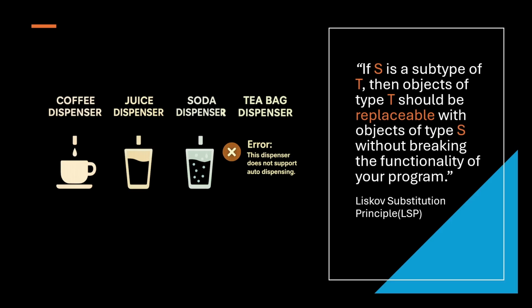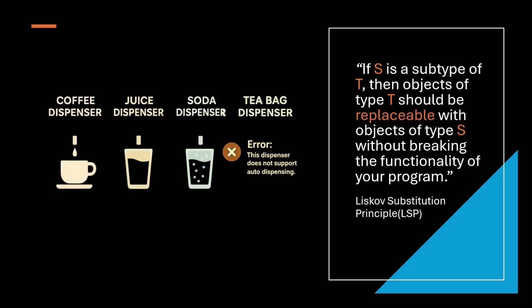Now, here's where things go wrong. The first 3 dispensers, coffee, juice, and soda, all work exactly as expected. You press the button and the drink is automatically dispensed. But when it comes to the tea bag dispenser, we hit a problem. This one doesn't support auto dispensing at all. Instead of giving you tea, it throws an error: this dispenser does not support auto dispensing. This is equal to a not implemented exception when it comes to a code example.